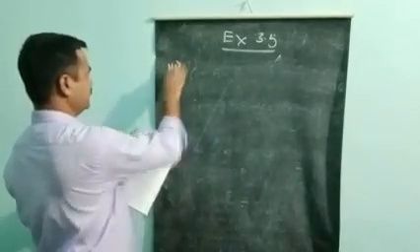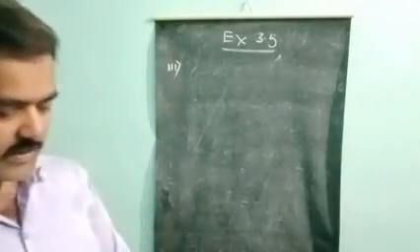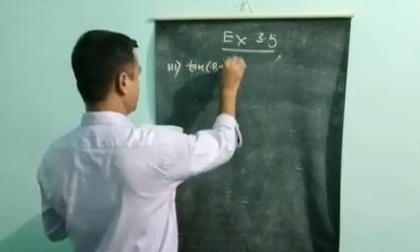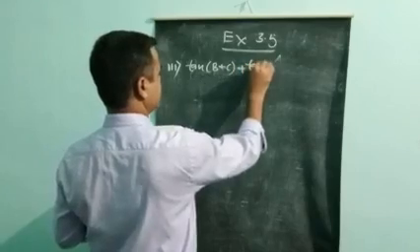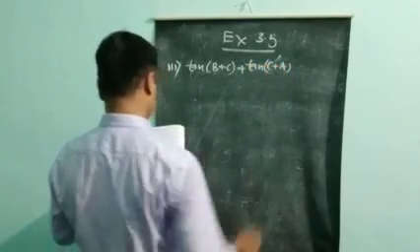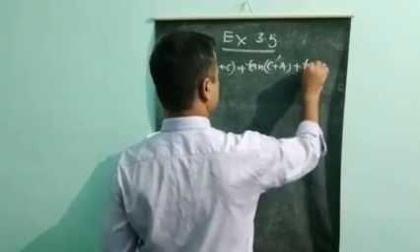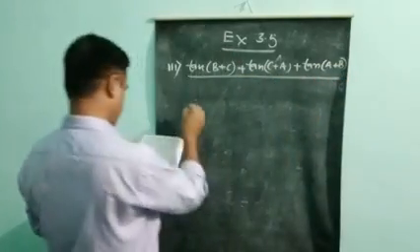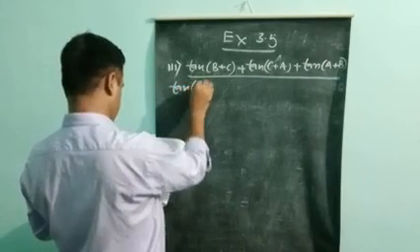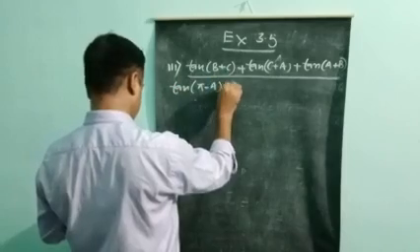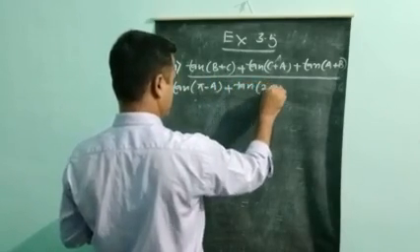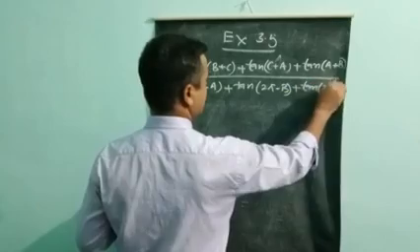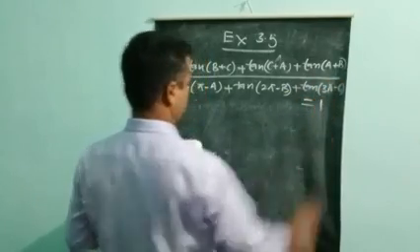See third part. Third part is (tan(B+C) + tan(C+A) + tan(A+B)) divided by (tan(π−A) + tan(2π−B) + tan(3π−C)) equal 1.